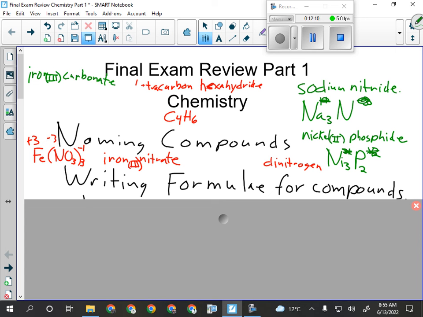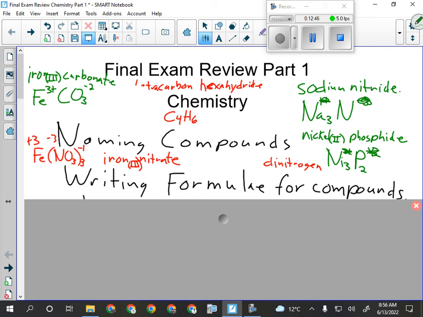Iron 3 carbonate. Okay, so I write the formula for iron, and what's its charge? 3, that's what the Roman numeral tells me. And then I gotta write carbonate. What's carbonate? CO3. Yeah, okay, so it's a polyatomic ion, CO3. And it has a -2 charge.